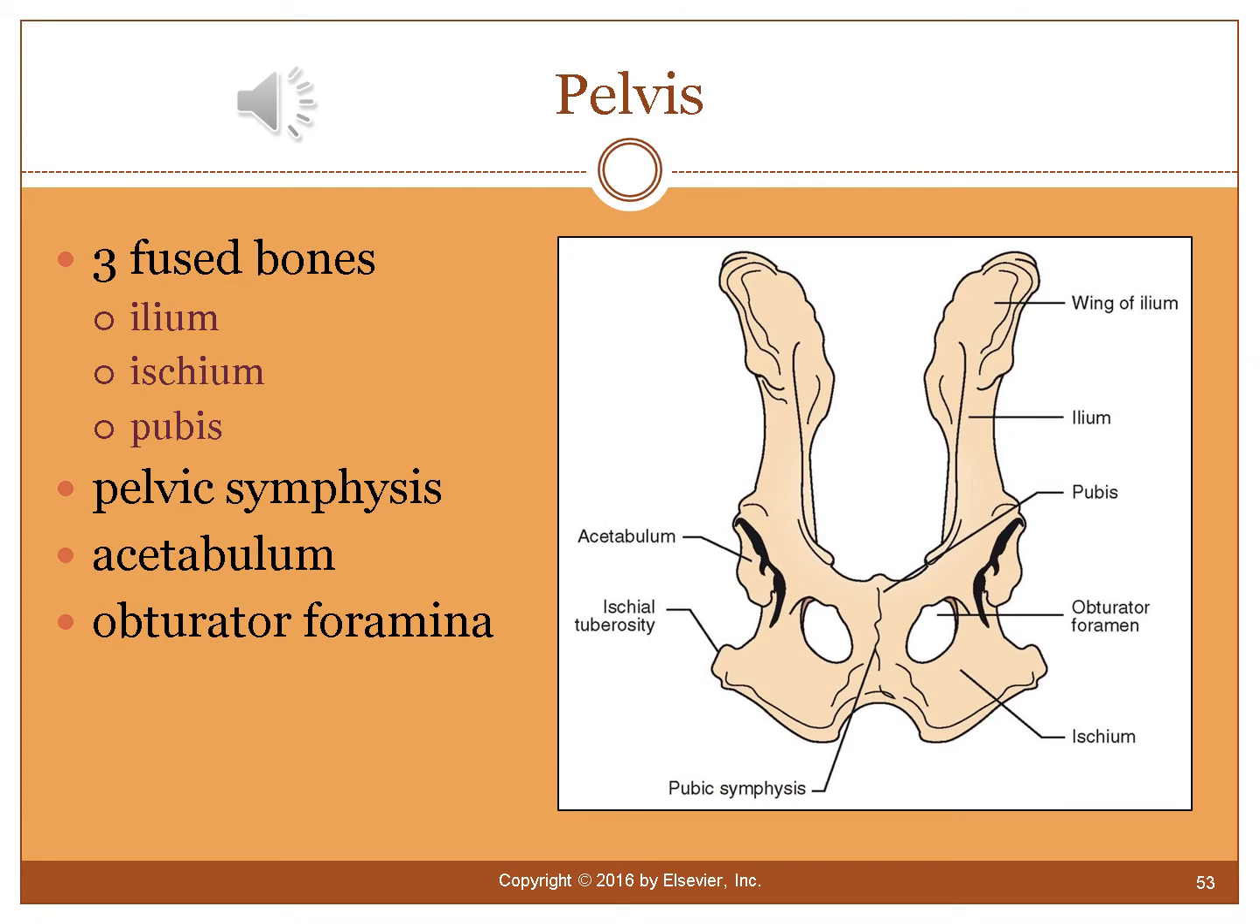So some more pronunciation of words for the pelvic or pelvis. There's the three fused bones, which is the ilium, ischium, and pubis. Pelvic symphysis is right down the middle. And then the acetabulum is basically another name for hip socket. So that is where the head of the femur fits into the pelvis to form that ball joint.